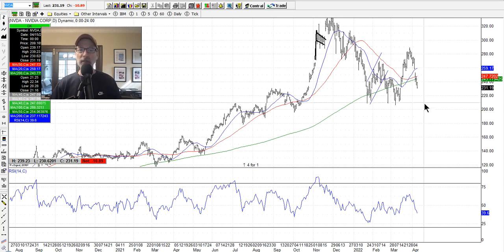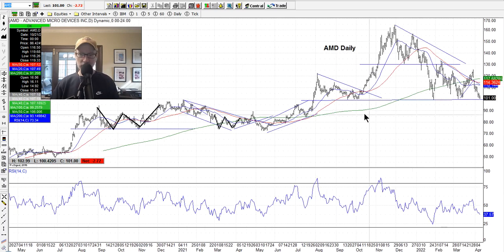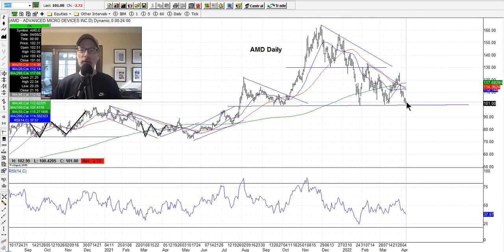So if NVIDIA is weak, that might mean that AMD could fall in sympathy. But if they both can jump, then they're both going to power higher. And so I really want to see AMD hold the $100 level here and move higher. So that's what I've been watching. Let's look at Apple.